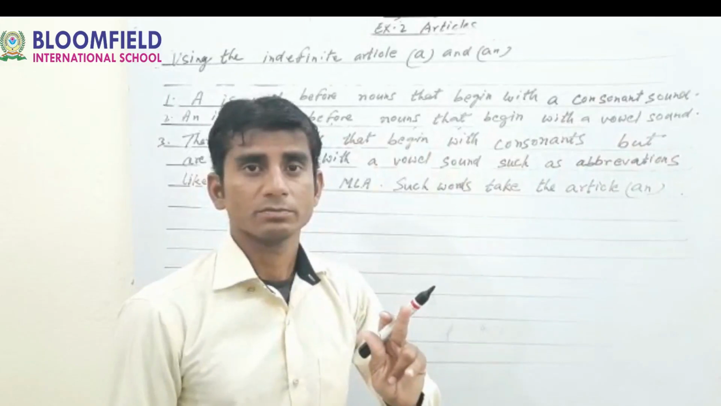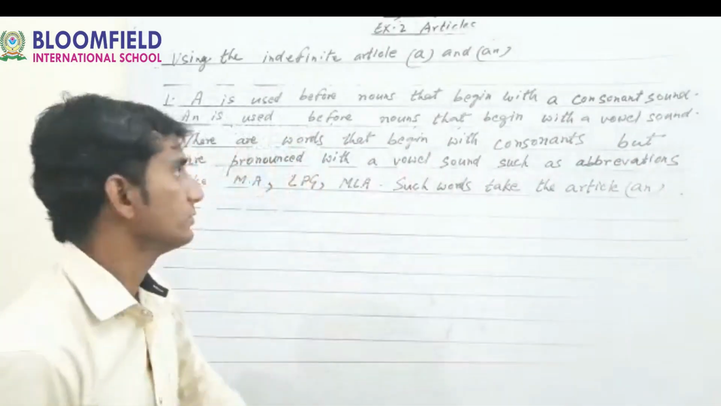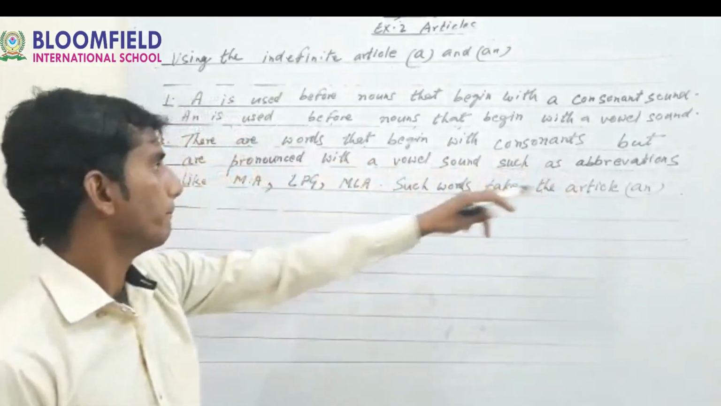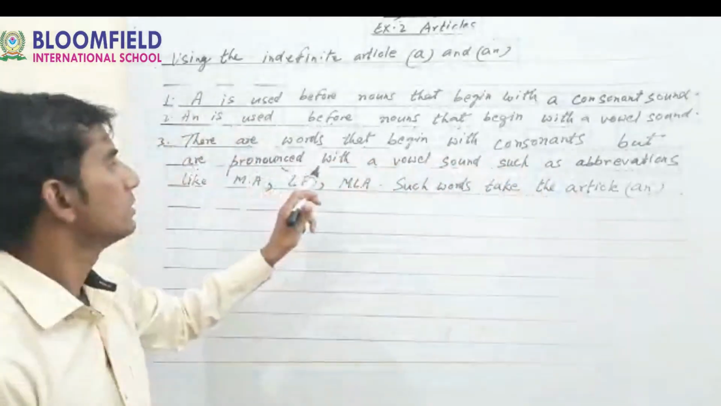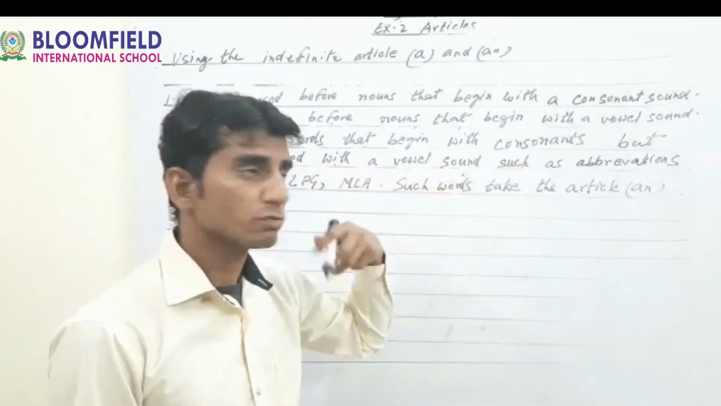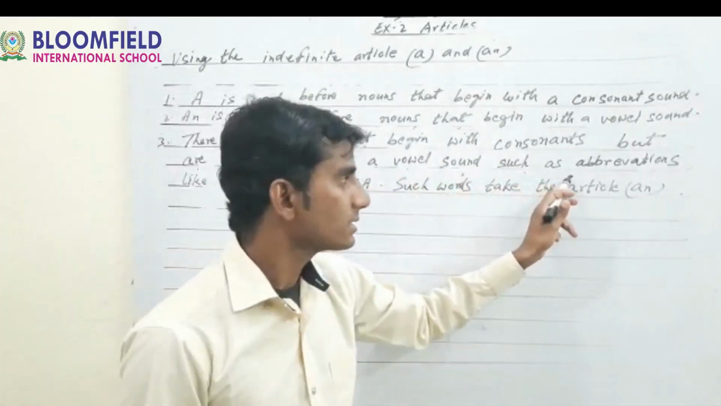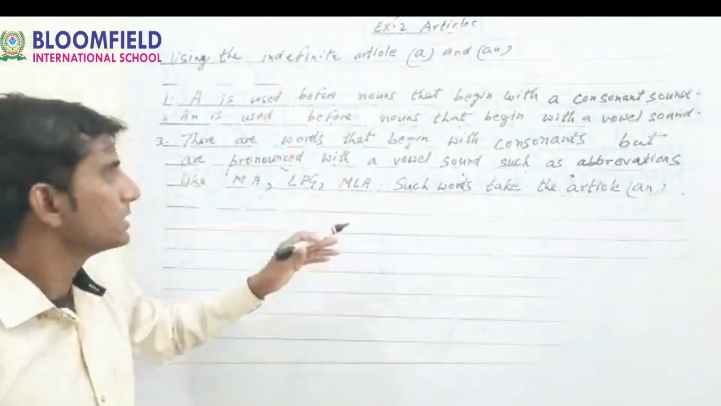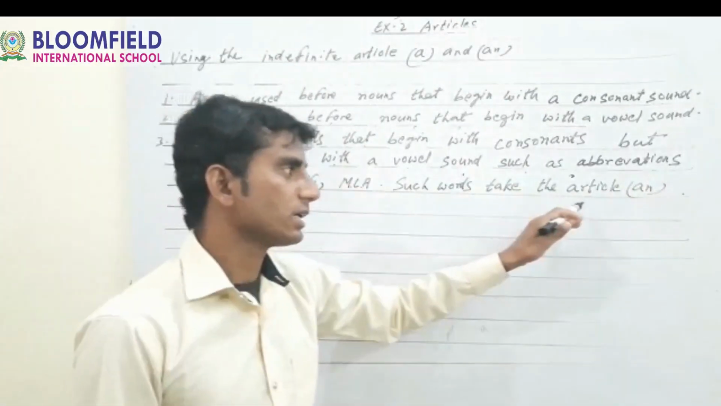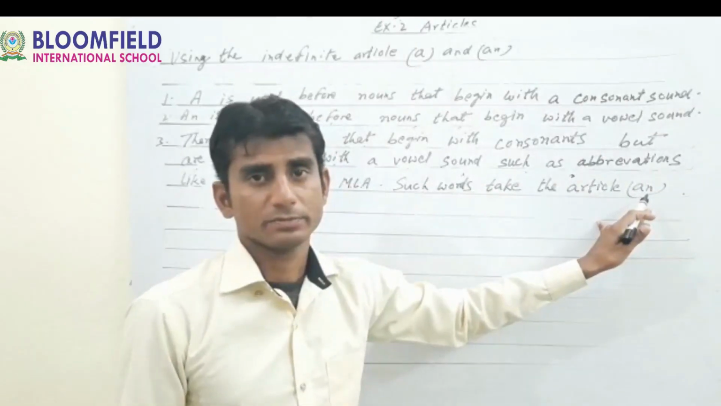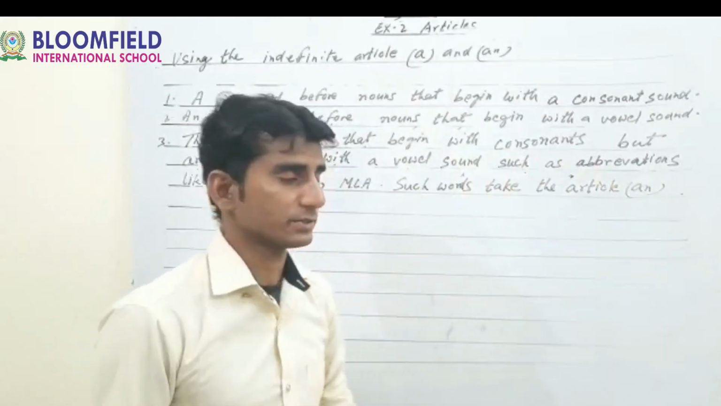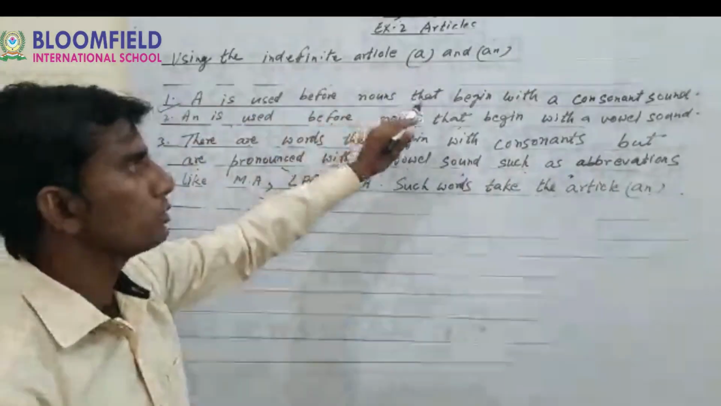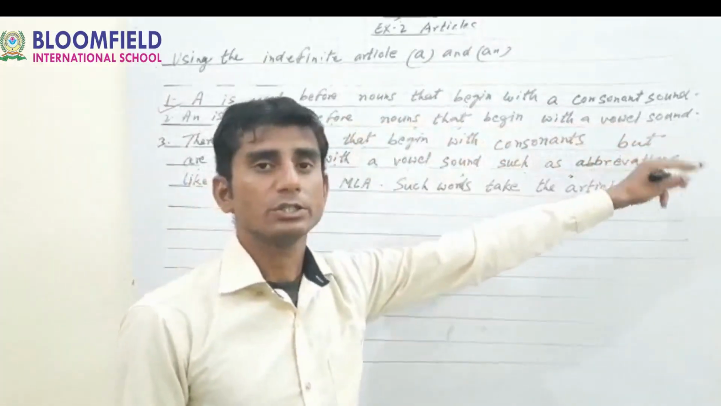And I will make you understand, guys. There are words that begin with consonants but are pronounced with a vowel sound, such as MA, LPG, MLA. Such words take the article An. Now I am going to make you understand, guys. First point: A is used before a noun that begins with a consonant sound.